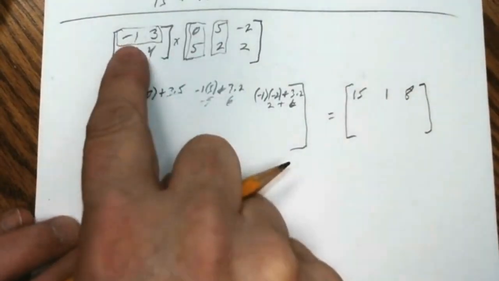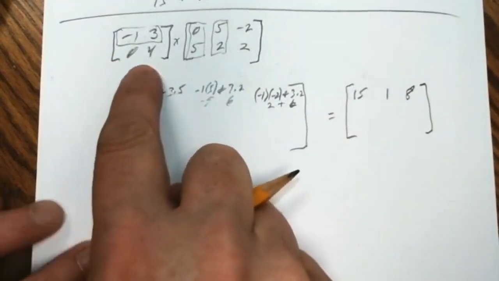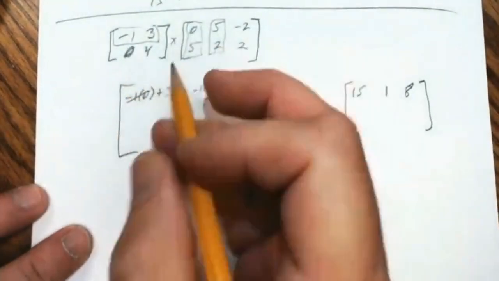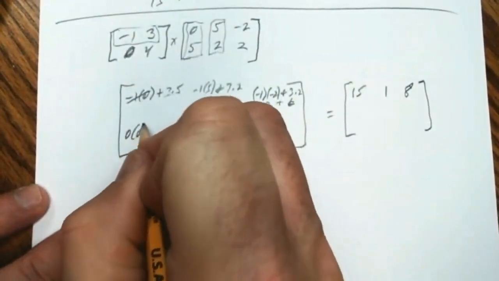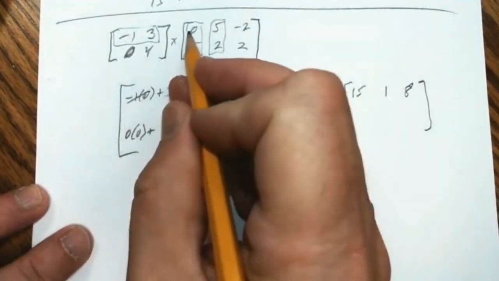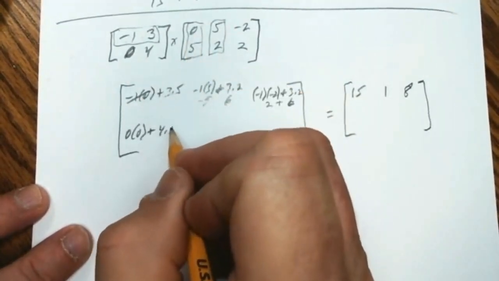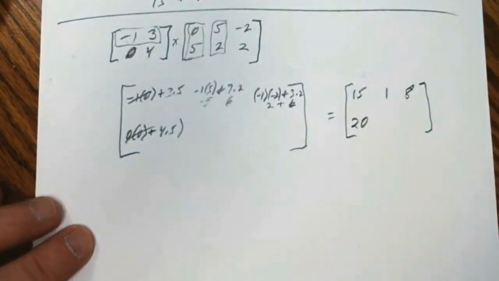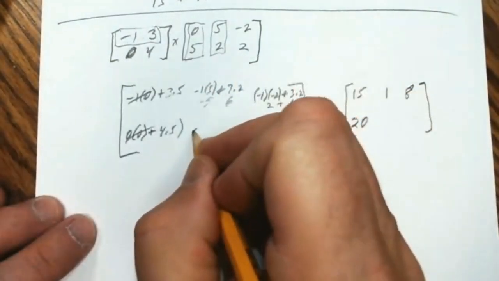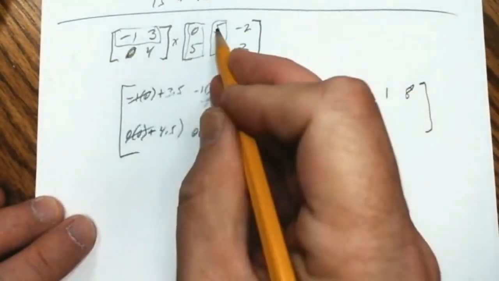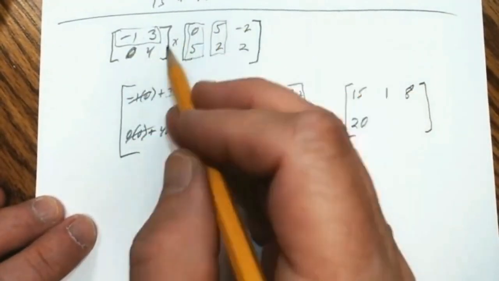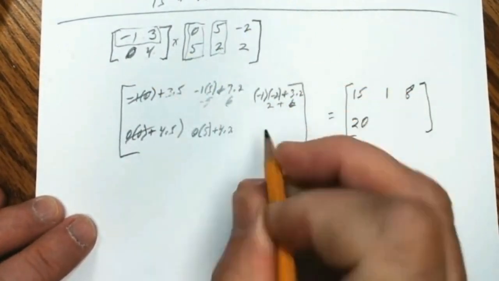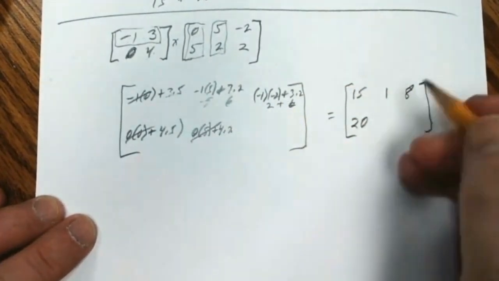All right, now we're going to do the exact same thing, just using the second row. 0 and 4. So 0 times 0 plus 4 times 5. 0, 4 times 5 is 20. Okay, now we've got 0 times 5, because we're going to the second column now, and 4 times 2. 0 times 5 is 0. 4 times 2 is 8.